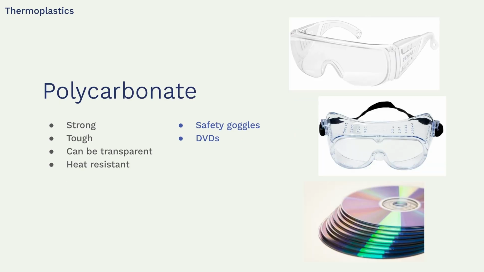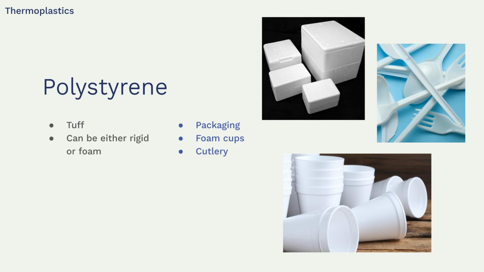Polycarbonate is strong, tough, and can be transparent, making it perfect for safety goggles. Its heat-resistant quality also makes it a good material to make DVDs. Polystyrene is tough and can either be rigid or foam. This is often seen used in packaging or foam cups and even disposable cutlery.